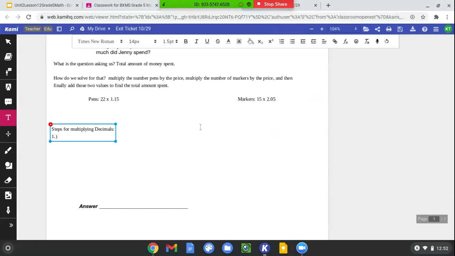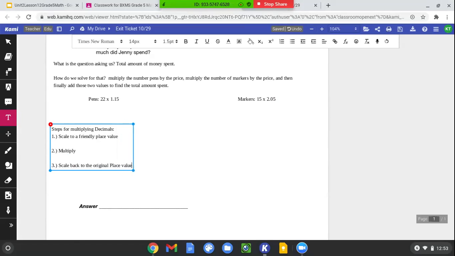Okay, so first we are going to scale up, scale to a friendly place value. And I'm going to work with you so that we get some experience on scaling to a friendly place value. Then we are going to multiply. Finally, scale back to the original place value.